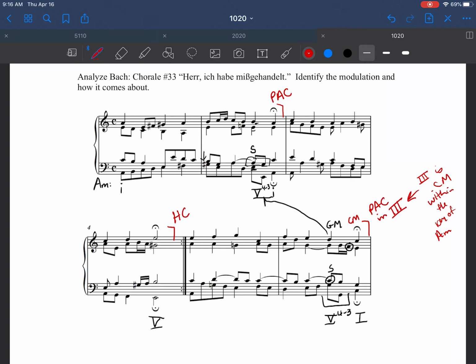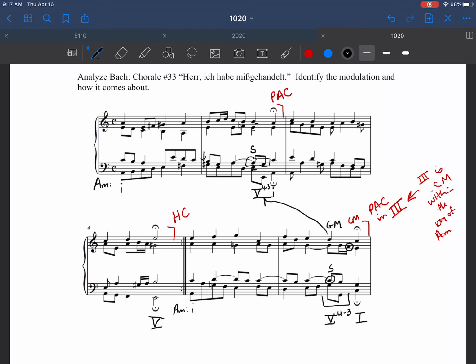Okay, so we have identified our new key area. We know where we're coming from. So let's focus on measures 5 and 6, since that's where our modulation is going to take place. Measure 5 still begins in A minor because we have an A minor chord on that downbeat.